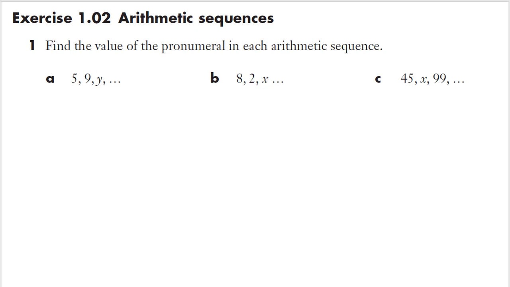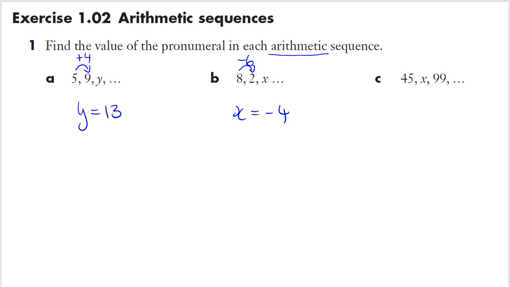So let's go and apply that. We've got question 1: 5, 9, and y. We need to figure out y. This is pretty straightforward. Because we've been told it's an arithmetic sequence, we can assume that there is a common difference. In this case, we're adding 4. So if we add 4 to that one, we get y equals 13. In this case, we're subtracting 6. So if we subtract 6 again, we'd get x equals minus 4.